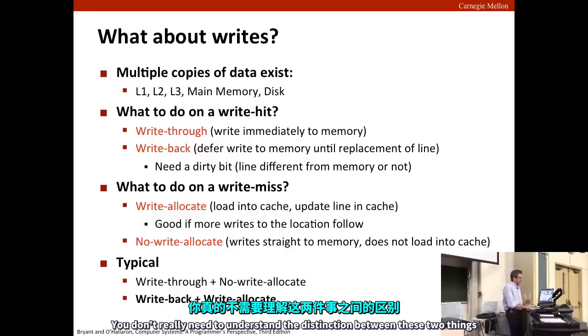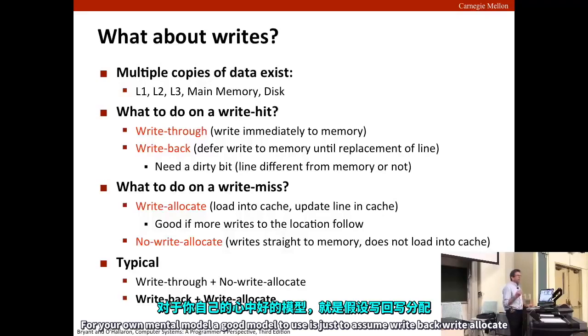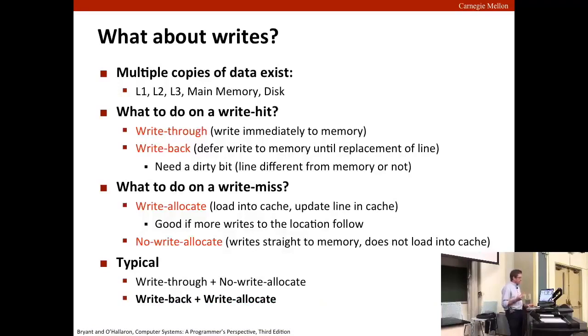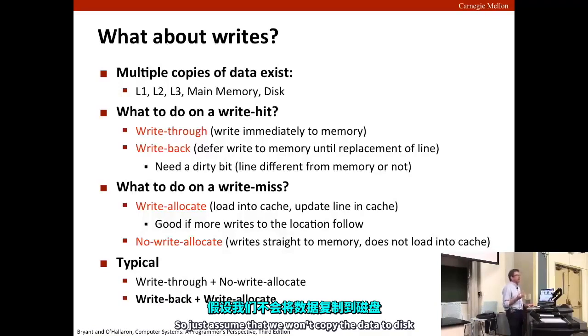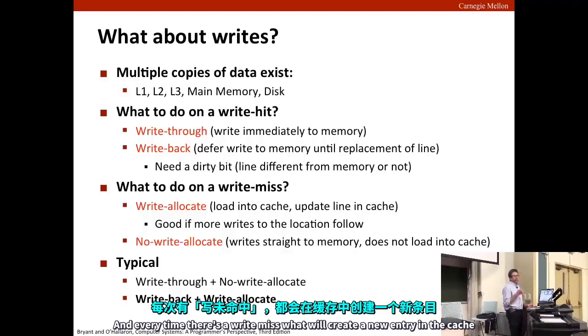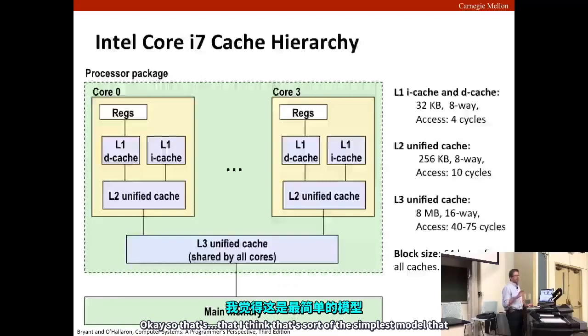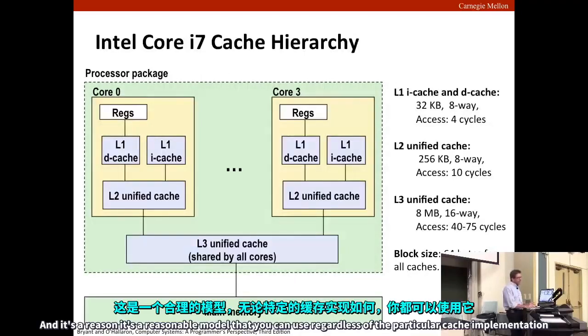You don't really need to understand the distinction between these two things. Different caches use different policies. For your own mental model, a good model to use is just to assume write back, write allocate. So just assume that if there's a hit, we won't write it back to disk until the last possible minute, and every time there's a write miss, we'll create a new entry in the cache. I think that's the simplest model, and it's a reasonable model that you can use regardless of the particular cache implementation.